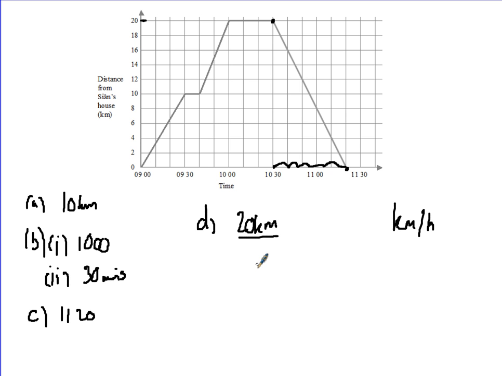Now if you wanted kilometres per minute, you just divide by 50, but it wants per hour, so you have to put your 50 minutes as a fraction of an hour. So my advice really there is to put your 20 and then divide it by, open a bracket, 50, and then divide it by 60 and close your bracket, and then that will give you the answer of 24 kilometres per hour.